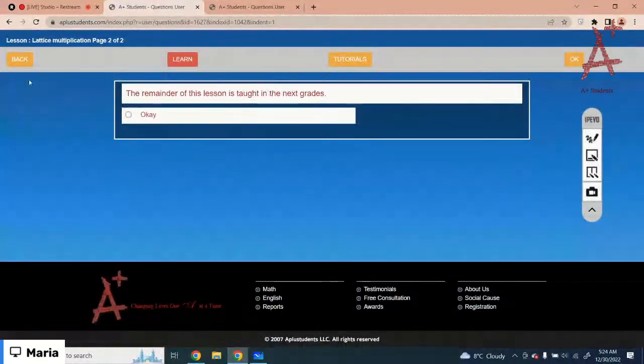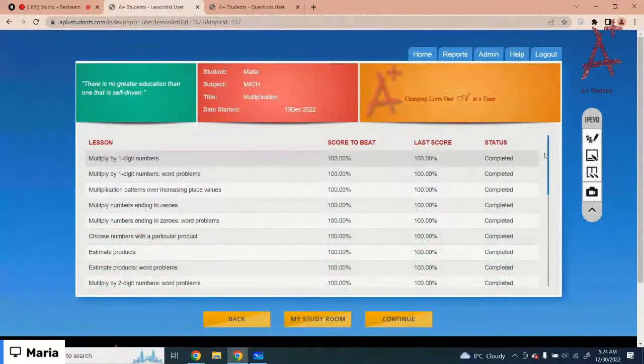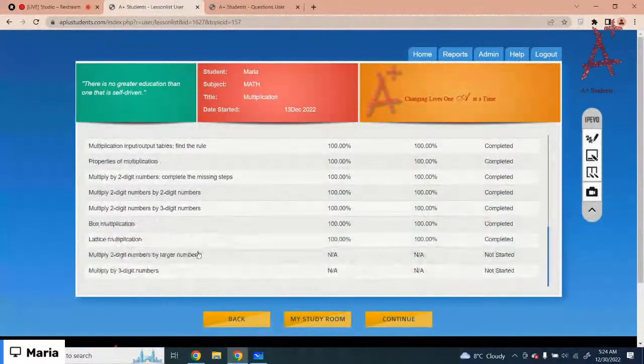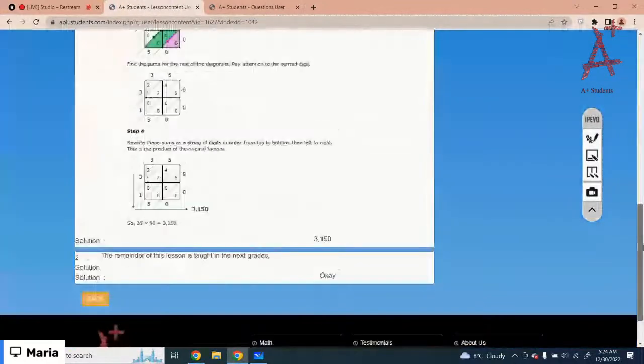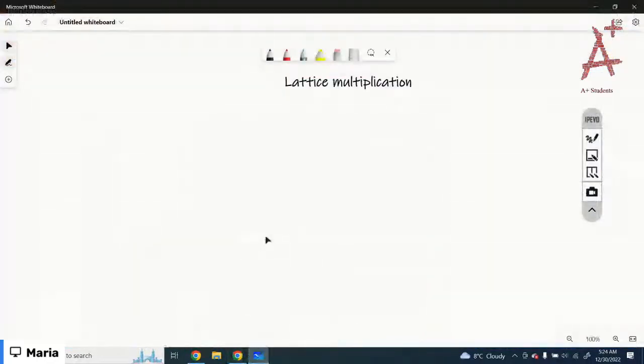Okay, you don't have much practice question for this lesson. You can find the practice question by yourself. Okay, let me just do one practice question on the board from the tutorial, so that you can understand what is actually the lattice multiplication. Let me just do one example on the board. Let's just do 24 times 42. Got it?